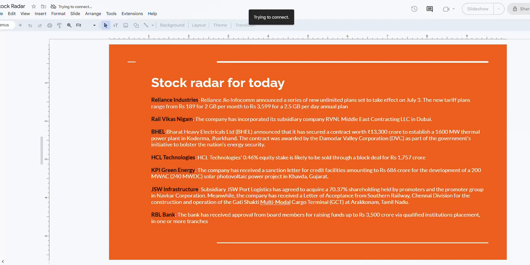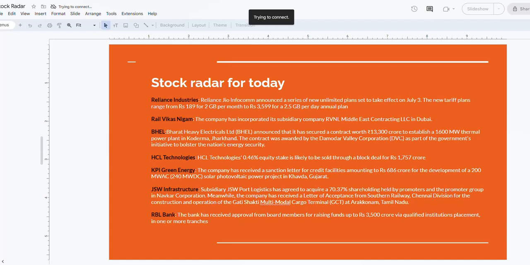Then comes SCL Technologies. SCL Technologies is likely to sell 0.46% of stake through a block deal. This is not an official confirmation, this is through reports. So keep a close eye on this also.